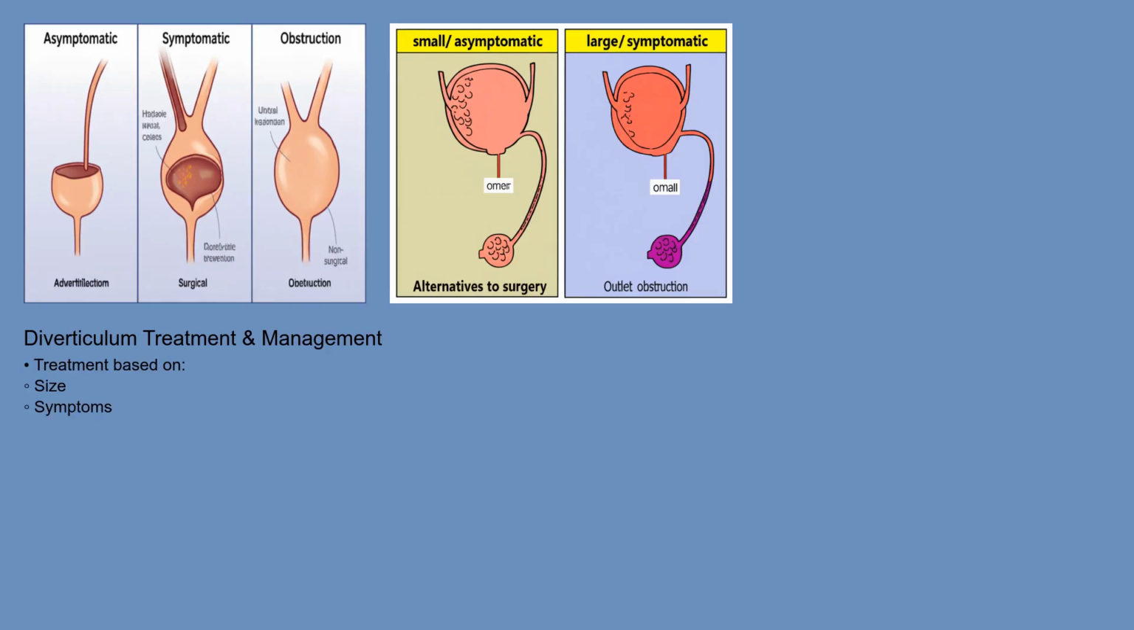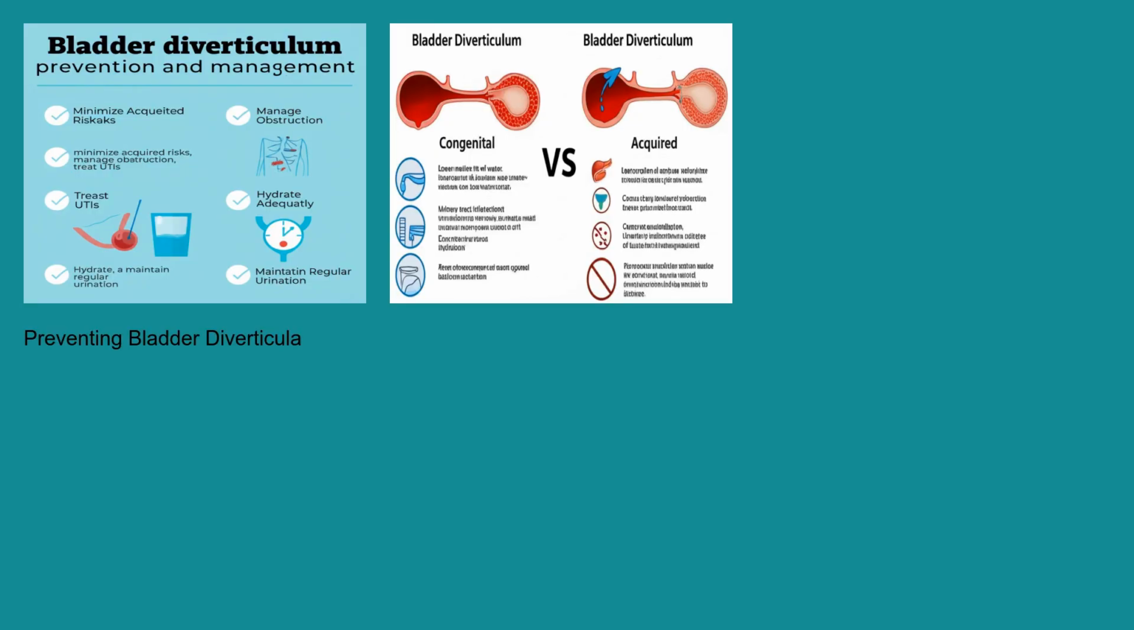In cases where surgery isn't feasible, intermittent catheterization may be necessary to ensure complete bladder emptying and reduce the risk of UTIs. While it's not always possible to prevent congenital diverticula, there are steps you can take to minimize the risk of developing acquired diverticula. These include managing conditions that can lead to bladder outlet obstruction, such as BPH, and seeking prompt treatment for urinary tract infections. Maintaining good bladder health through adequate hydration and regular urination habits can also help prevent the development of acquired bladder diverticula.